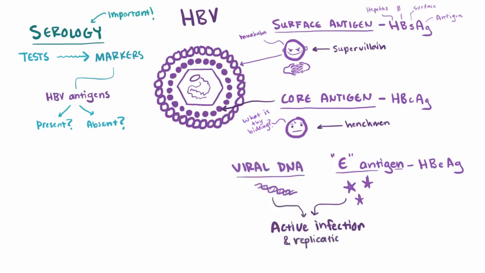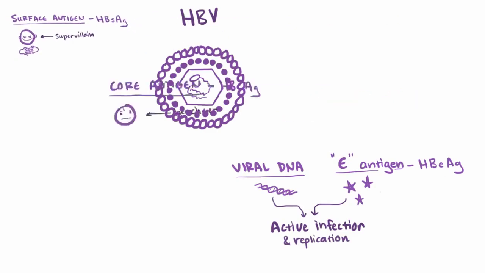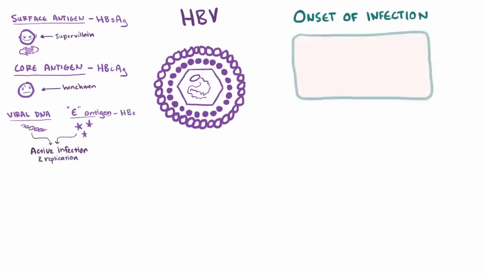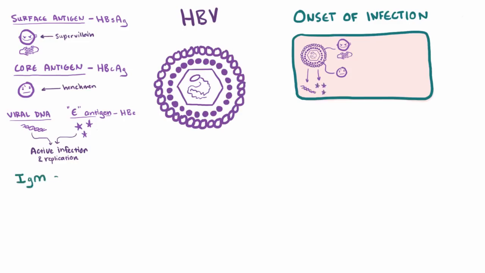These are like the byproducts of the factory, and along with viral DNA, they tell us that it's replicating and infecting. Alright, so at the onset of infection, during the acute phase, our surface antigen supervillain will definitely be present and will come up positive, and its factory will be pumping out both viral DNA and E antigen. At this point, the immune system produces IgM antibodies against the core antigens, against the henchmen. So think of these like your basic police force that work against the core henchmen.